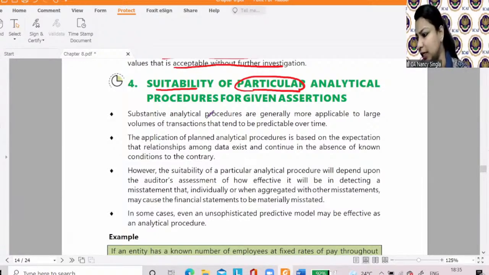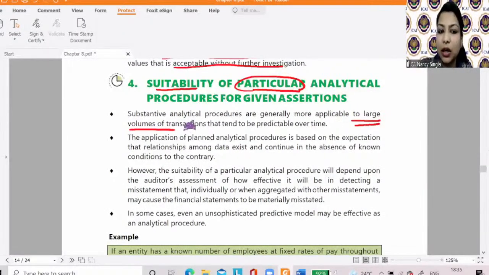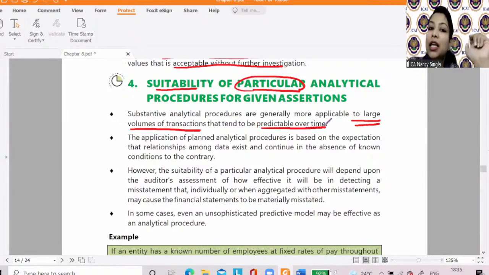Students are saying that, ma'am, you already covered the script part. Okay. So auditor, see this ratio calculation, the trend analysis, it is more applicable when the data consists of a large volume of transactions and that too predictable. If you remember, I gave you the example of a building. You cannot say that last year the trend was one building of 10 crores, just predictable over time. And yes, the relationship among the data should exist.